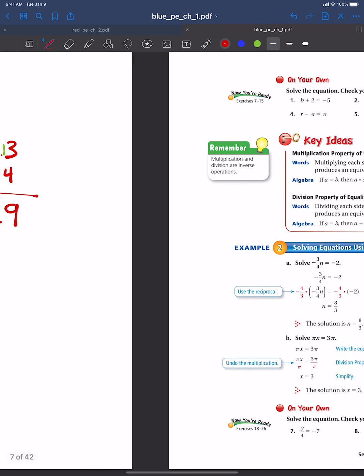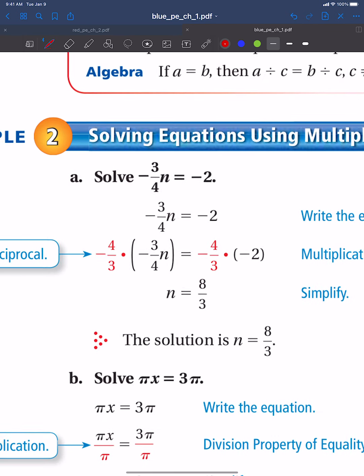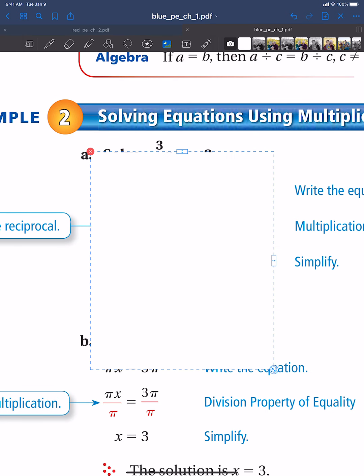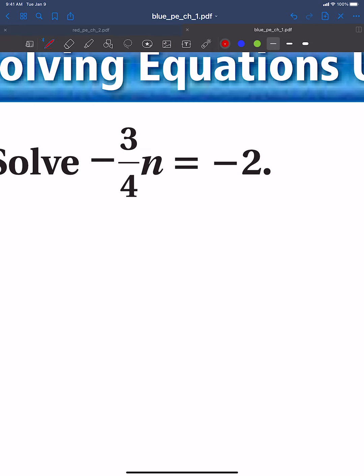Now that was all just adding and subtracting. Let's talk about multiplying. We still have the same process of we want to get our variable by itself, we gotta do the opposite of what's happening to it, but there are some tricks, okay? This problem is starting out with a fraction being multiplied to the n. Let's start out with something a little easier to begin with. Let's say 7x equals negative 35. Okay?